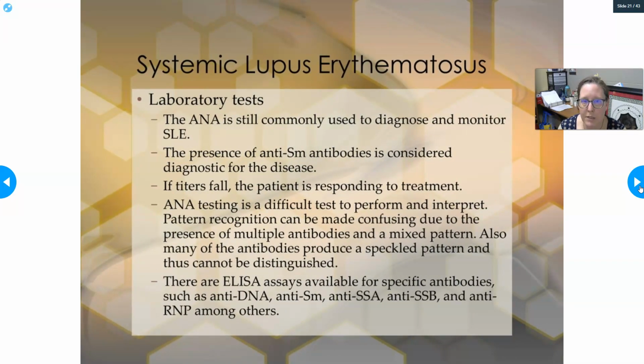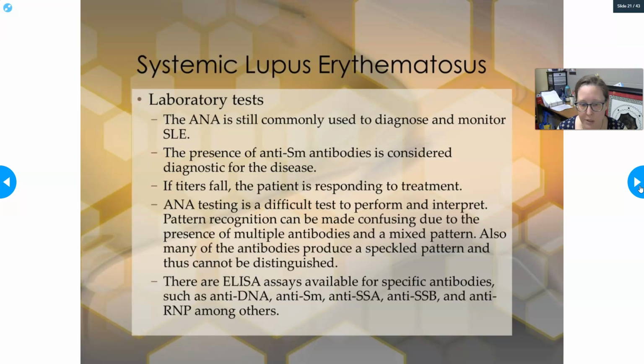So lab tests that can be done for lupus are the ANA. You can also look for the presence of anti-SM antibodies, and this is diagnostic for the disease. And if the titers fall, the patient is responding to treatments. But ANA testing is difficult. It's hard to perform and to interpret correctly. And pattern recognition can be made confusing due to the presence of multiple antibodies in a mixed pattern. And many of the antibodies will produce a speckled pattern, and so it's hard to distinguish one autoimmune disease from another.